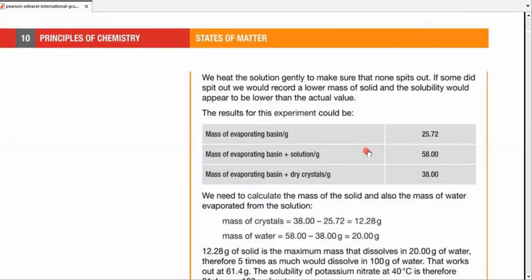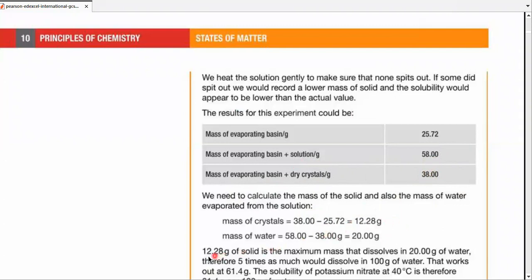Now, there are 3 easy steps to make the calculation. First of all, we make a table. The mass of the evaporating basin, empty, is 25.72 grams. The mass of basin plus the solution was 58. And when we dried the solution with just crystals, it was 38. If you subtract 38 from the 25, you'll get the mass of crystals. And if you subtract the last two, you get the mass of water.